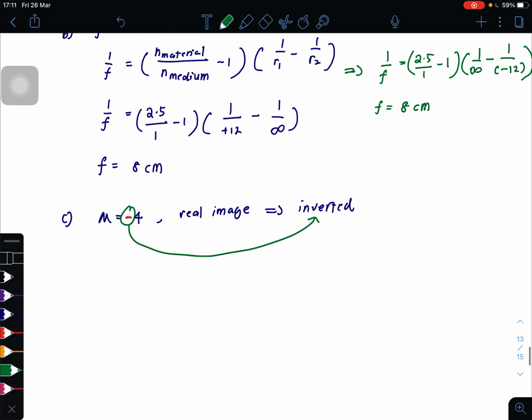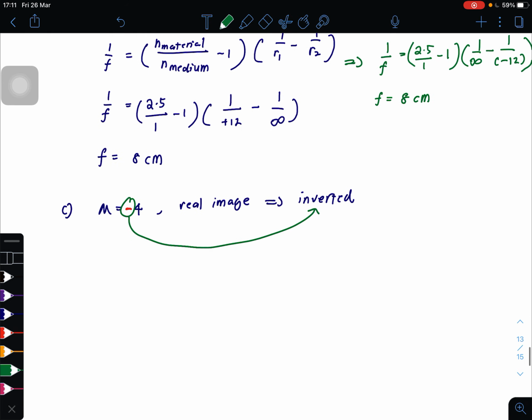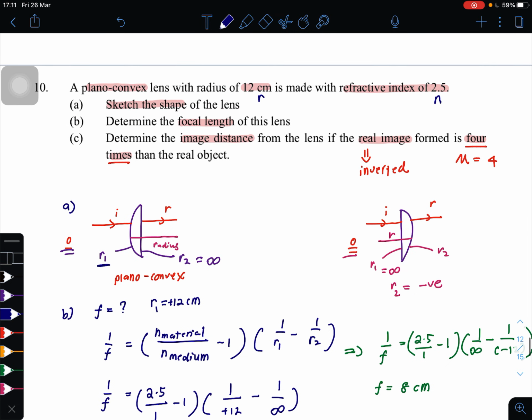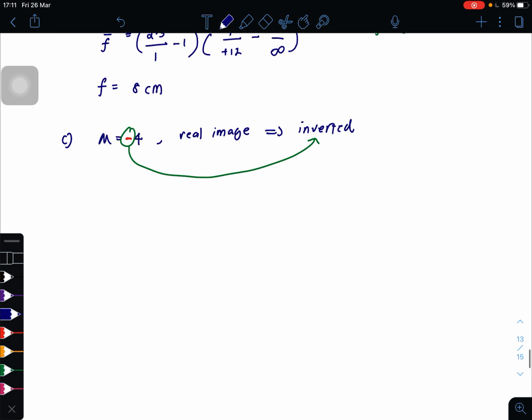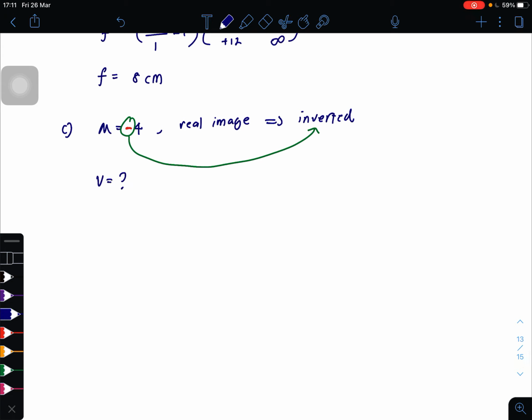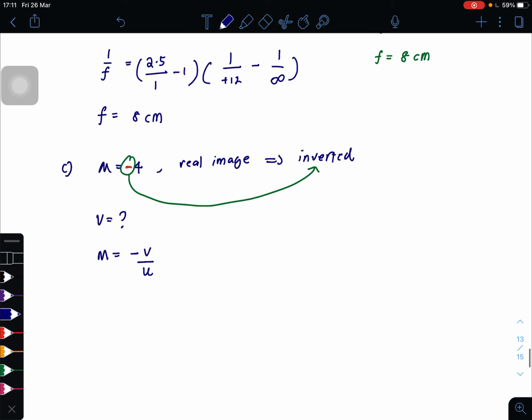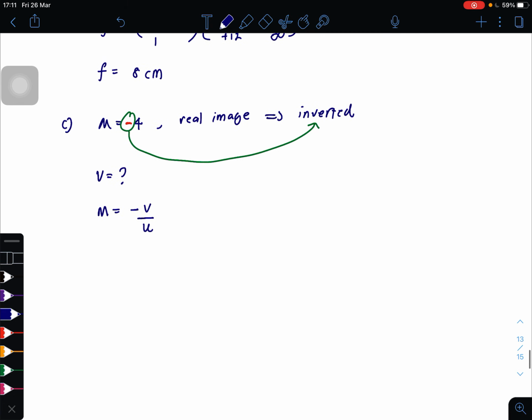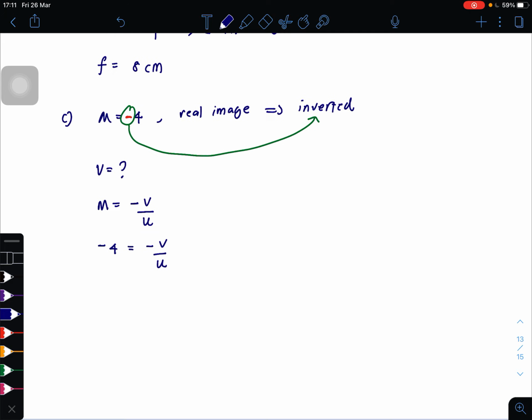So, we want to find the value for V, right? Image distance, which is value for V. Okay, so we have M is equal to negative V over U. And then U kita tidak dibagi. So, kita masukkan dahulu. So, dekat sini akan jadi negative 4 equal to negative V over U. So, we will get V is equal to 4U. So, we have the first equation.